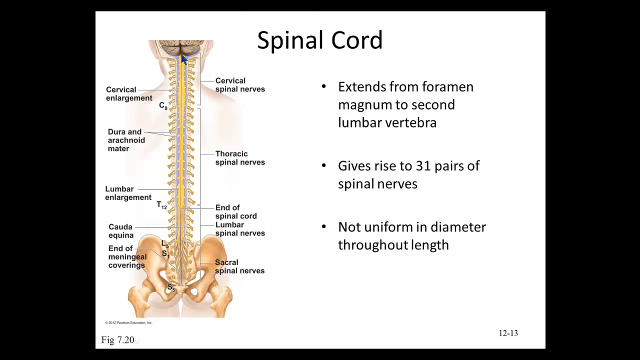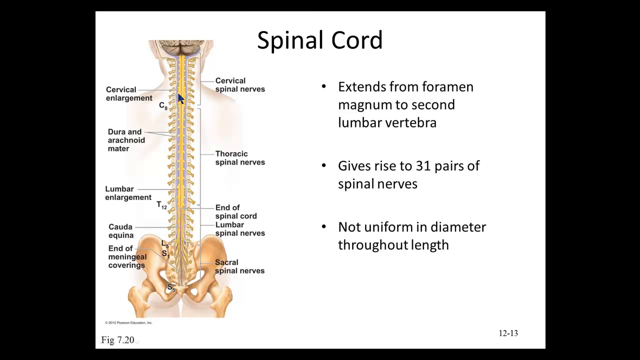It's continuous with the medulla oblongata, and then it has several areas where it's wider. We see here in the neck region and in the lumbar region it's wider because there's a lot more nerves, a lot more activity coming to and from in these areas, because we have the arms in this region and the nerves of the neck that are important in this region, and in the lumbar region we have all the nerves going to and from the legs.